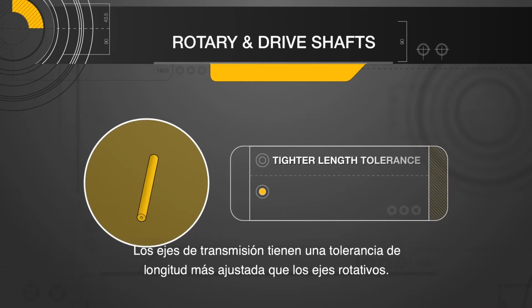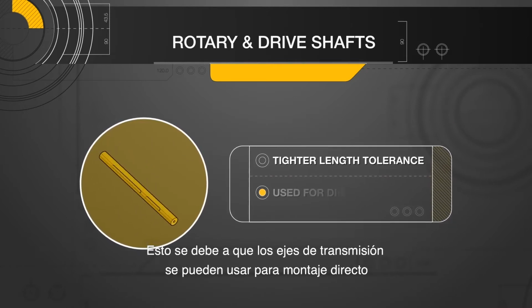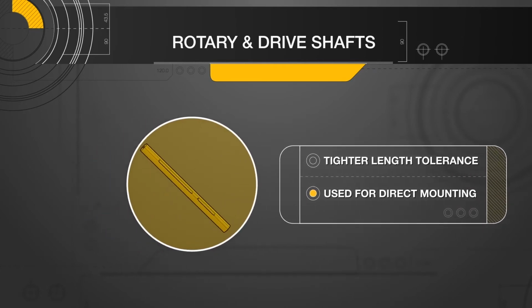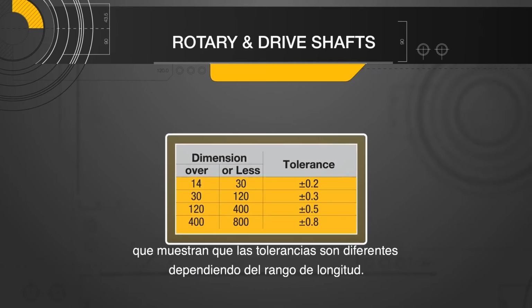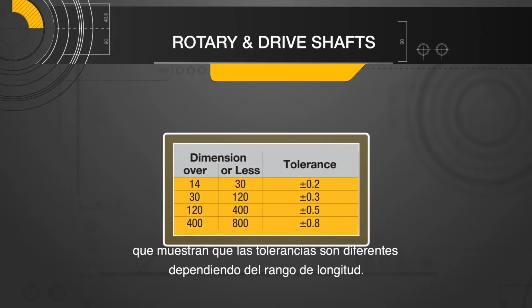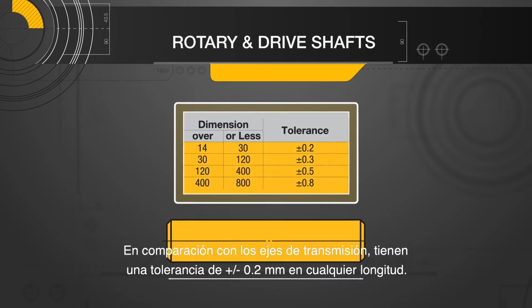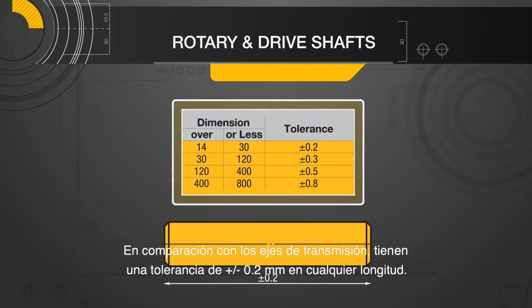Drive shafts have a tighter length tolerance than rotary shafts. This is because drive shafts can be used for direct mounting, where the length tolerance is important. Here are the tolerances of rotary shaft lengths, showing that tolerances are different depending on the length range. Comparing to drive shafts, they have a tolerance of plus or minus 0.2 millimeters at any length.